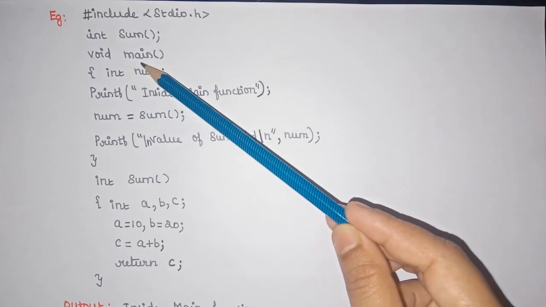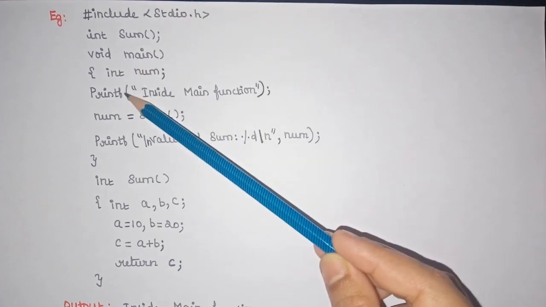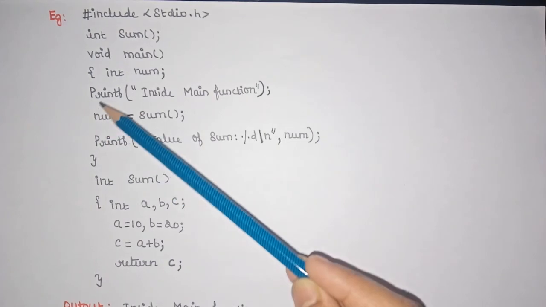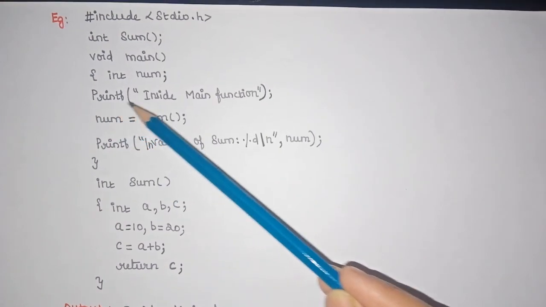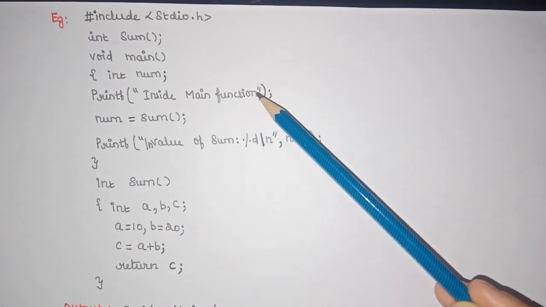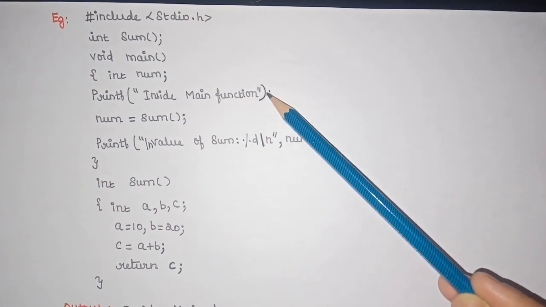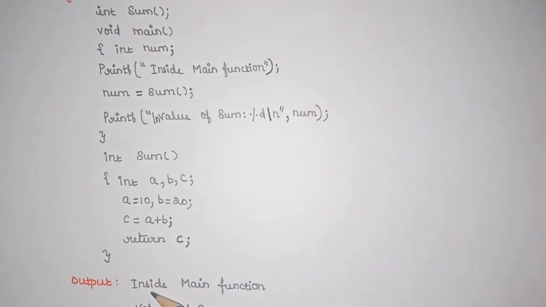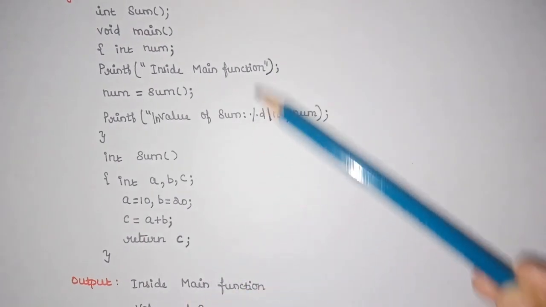Coming to the main function, inside the main function we have declared a variable called num, followed by a printf statement, and that printf statement prints "inside main function". So this statement will be printed as the first line of output. Okay, so now the output has "inside main function".